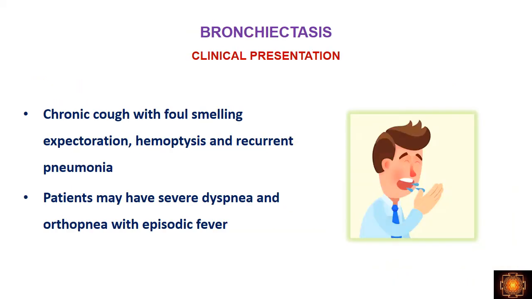Now coming to the clinical presentation, the patient will have a chronic cough with foul smelling expectoration. Sometimes he can have hemoptysis also, and he can develop recurrent pneumonia. Because the lung parenchyma is reduced, the patient will have severe dyspnea, and he may have orthopnea with episodic fever. So the classical presentation is chronic cough with foul smelling expectoration.